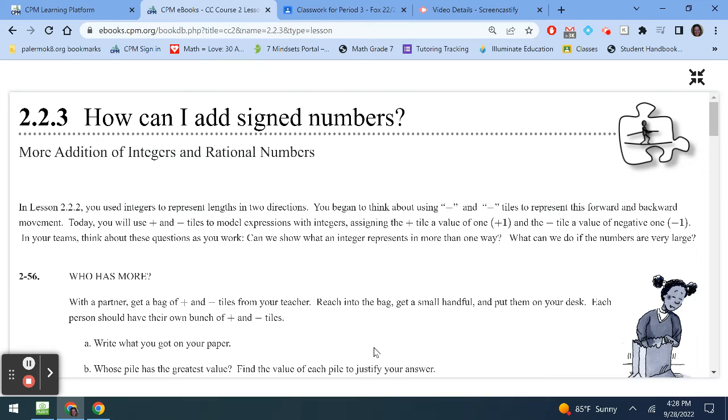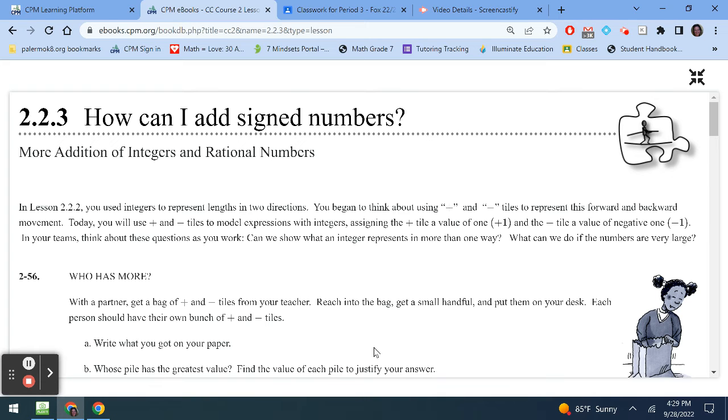So we have 2.2.3. How can I add signed numbers? So it's asking the question, how can I add a positive and a positive? How can I add a positive and a negative? How can I add a negative and a negative?